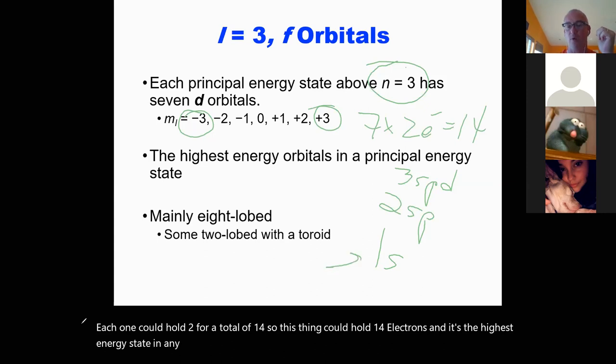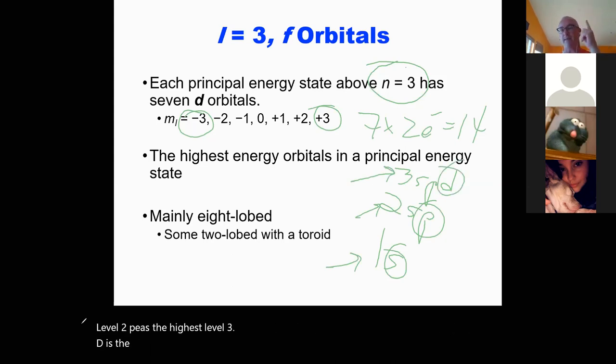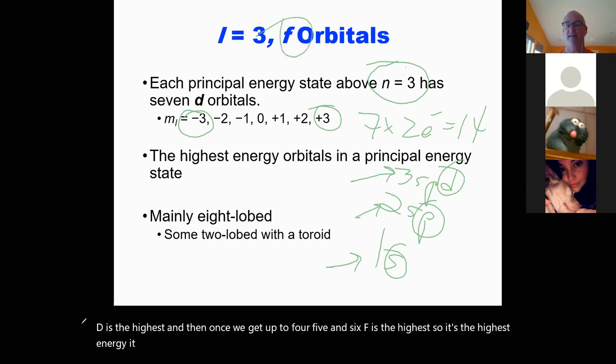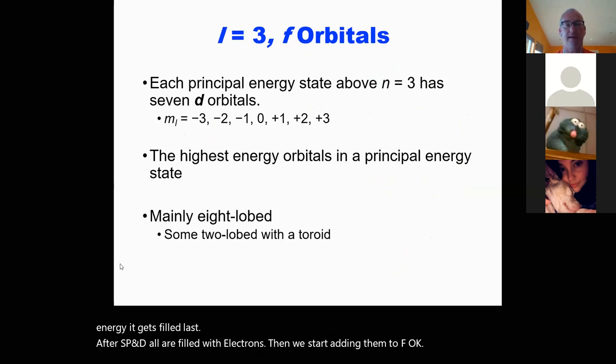In level 1, there's only one subshell, that's S, so it's the highest. Level 2, P is the highest. Level 3, D is the highest. And then once we get up to 4, 5, and 6, F is the highest. So it's the highest energy. It gets filled last. After S, P, and D are all filled with electrons, then we start adding them to F. And here's the shape of F.